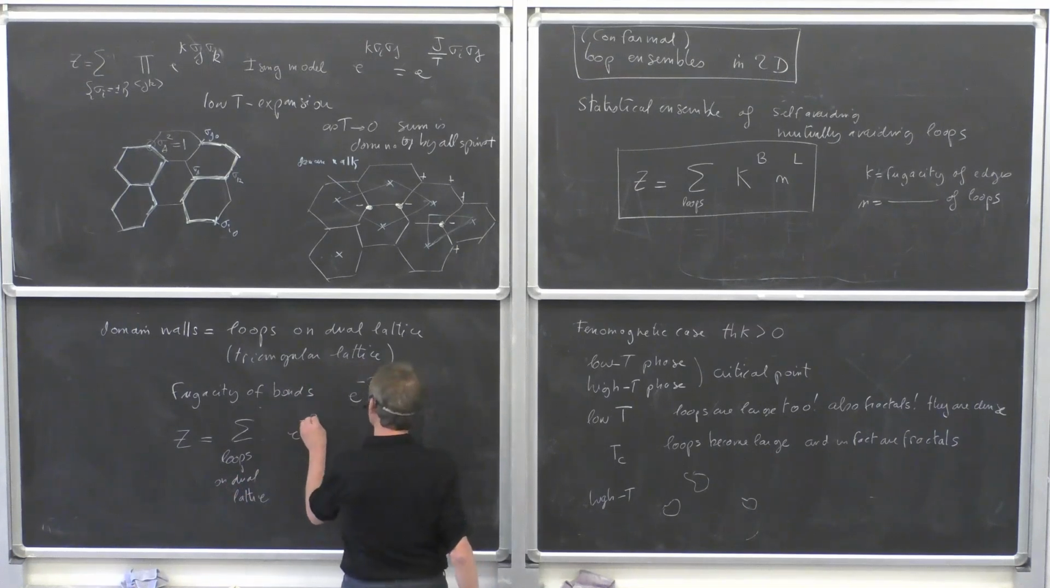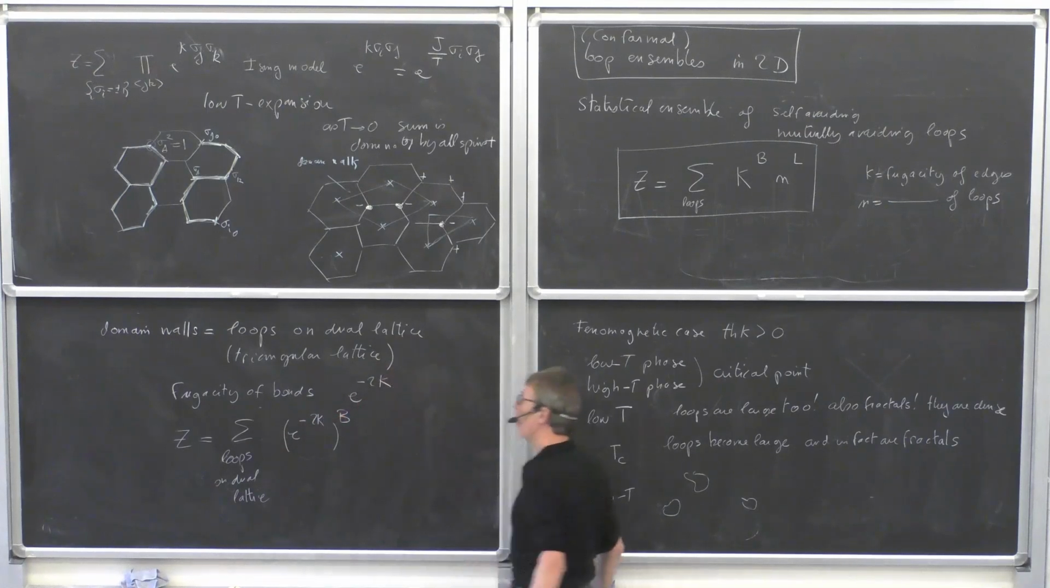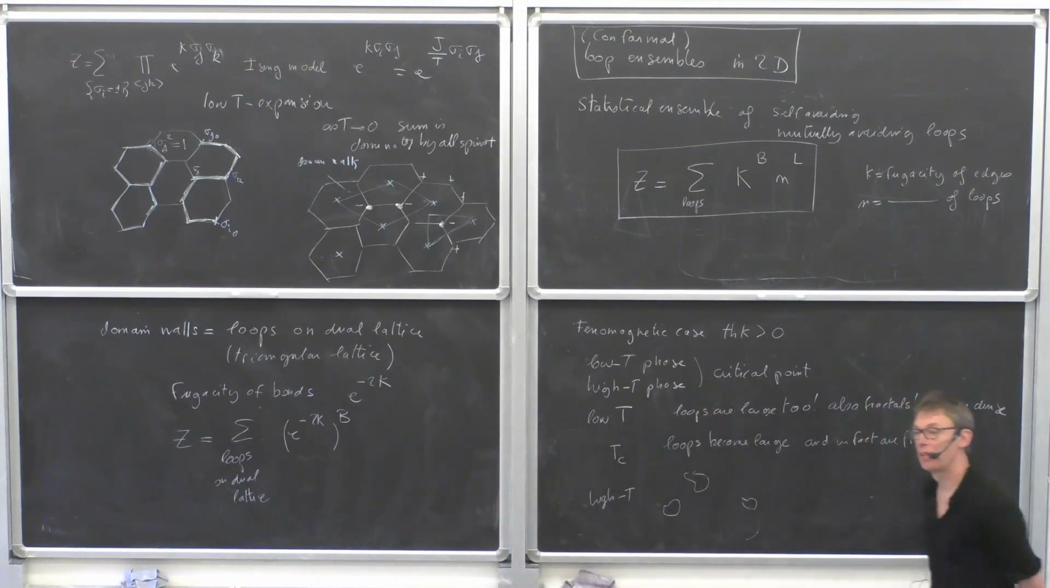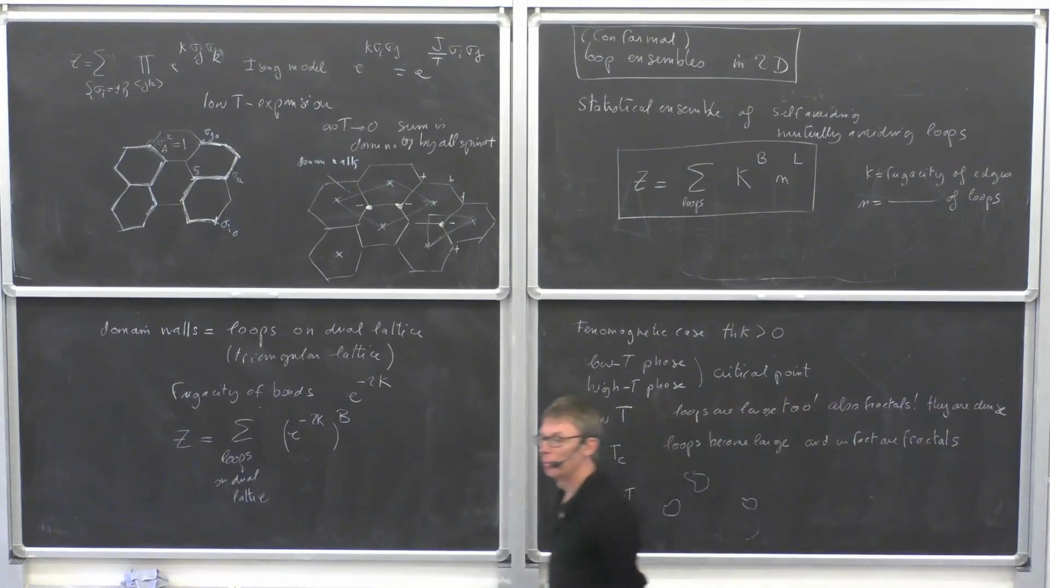Of e to the minus 2K to the power the number of bonds, this time on the dual lattice. Yes? I've seen some discussion of low temperature, high temperature for the Ising model. Yes? This part, the lattice. Why are you using honeycomb? Why isn't it the same lattice? Is your question, why isn't it the same lattice? Yeah, why are you choosing the honeycomb?